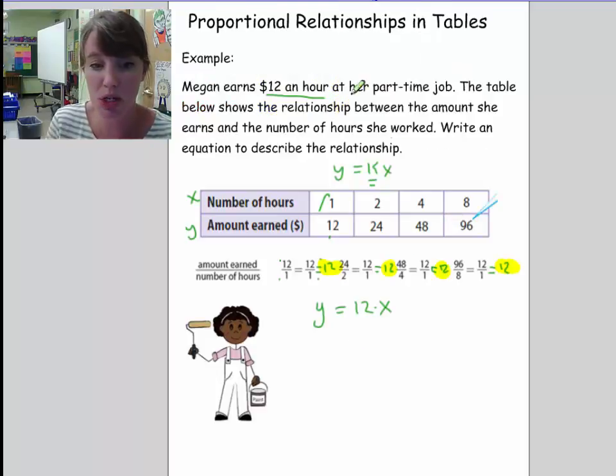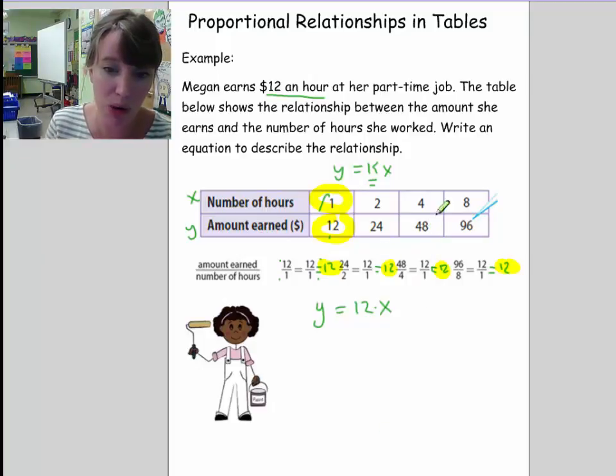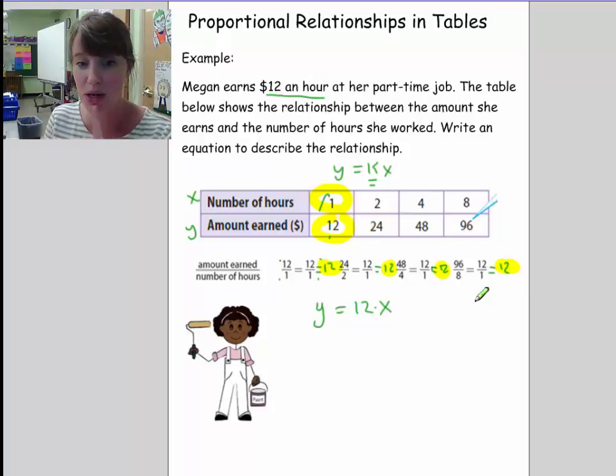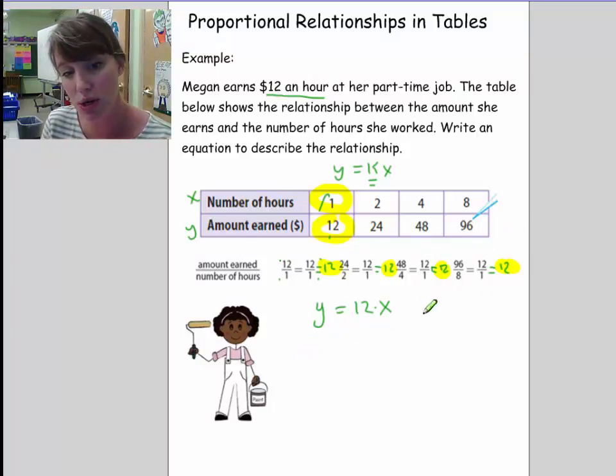So this situation right here is a proportional relationship because the ratio of the amount of money that she earned to the amount of hours that she worked is constant. If there's any time where you divide one by the other and you don't get 12, the existence of one ratio that's not equal to 12 means it's not proportional. But since all of our ratios work out here, it's fine.